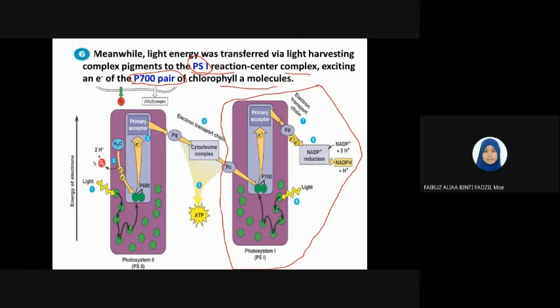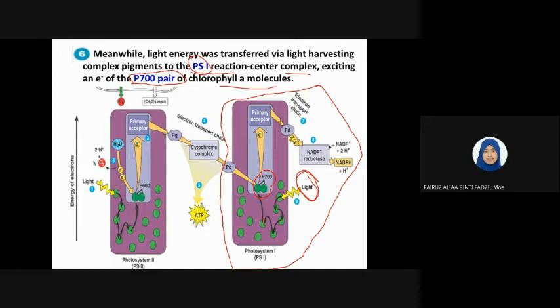The same thing happens in photosystem 1. There's a photon of light striking the pigment molecules in PS1. The black arrows show the energy transfer from one pigment molecule to another. Then the energy is transferred to the P700 molecule, which is the reaction center chlorophyll A in the reaction center complex of PS1.